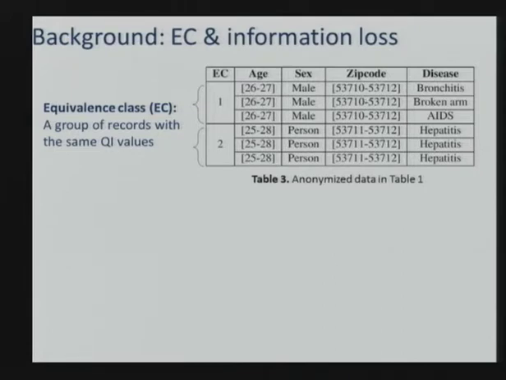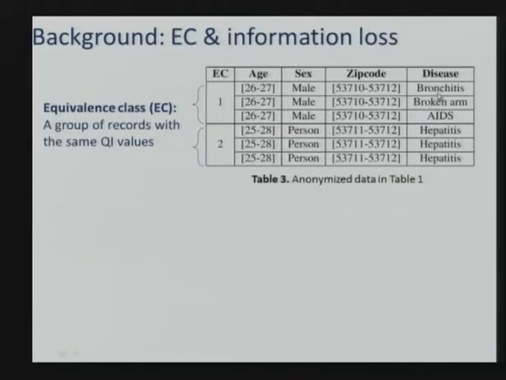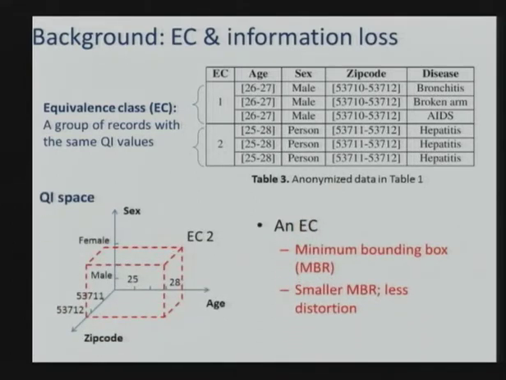Now, if we still do a linking attack, we will find that, for example, Bob may have suffered from bronchitis, broken arm, or AIDS. So the information is now uncertain. However, since we do the generalization, we distort the values. To measure such distortion, we introduce an information loss metric. I will give some intuition about this metric.